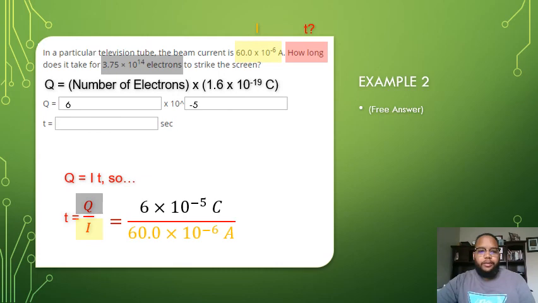So we have Q, and so we put that into our equation to get T. Now once you put that in your calculator, you get 1 second. Don't you guys hate those? You do all that work to get 1. So that goes in there, and we are donezo.